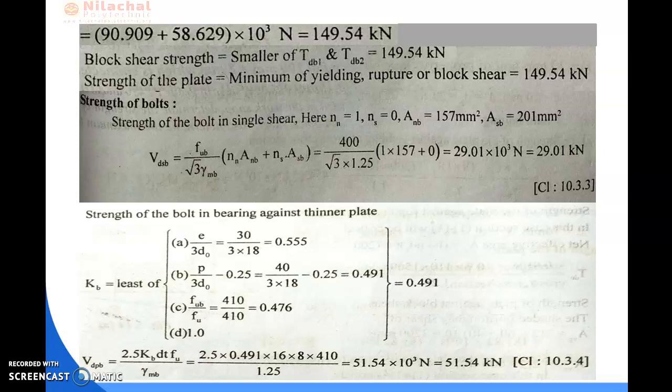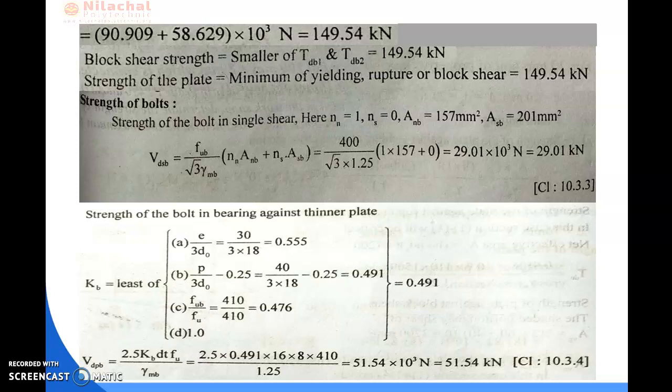So now we have to calculate the strength of the bolt because we need to calculate the strength of the joint of the tension member. For the bolt portion, we know about the calculation of strength of bolt in chapter 2. So first of all, we need to calculate the strength of the bolt in shearing, and after that we need to calculate the strength of the bolt in bearing.